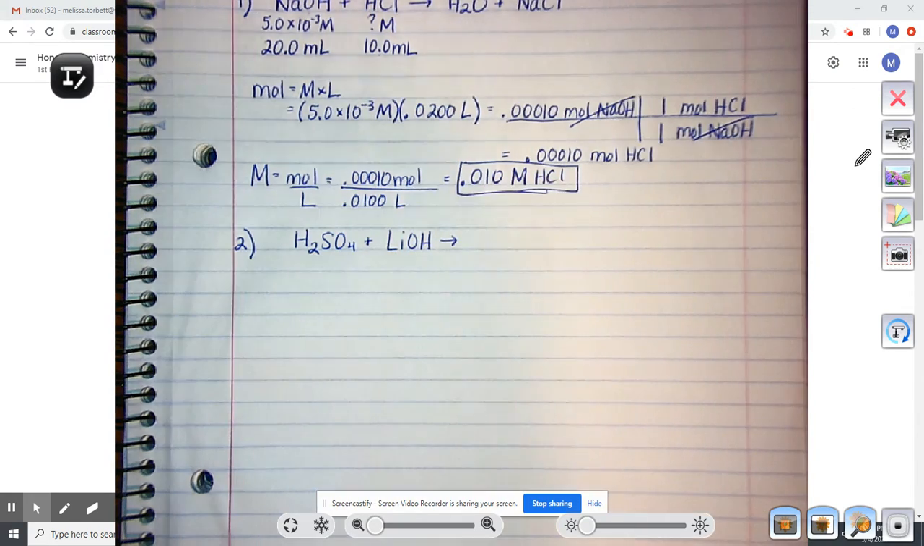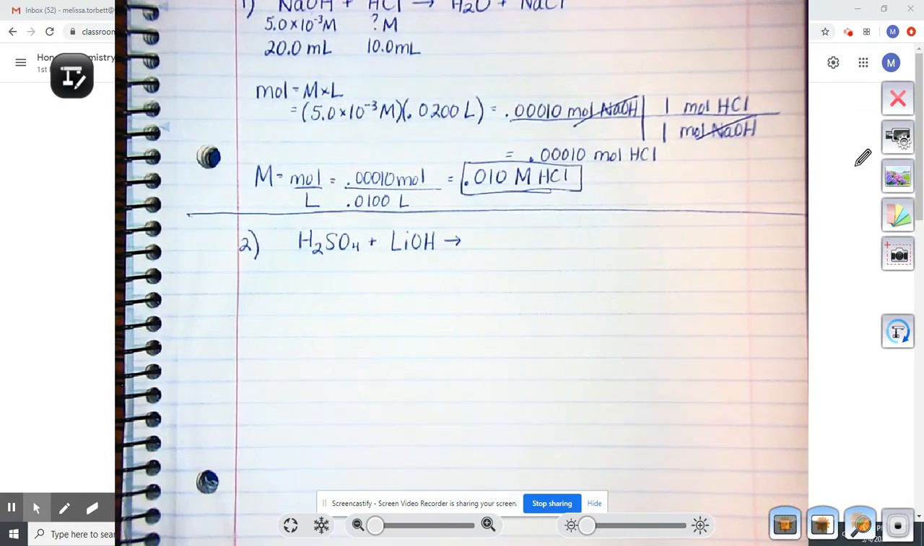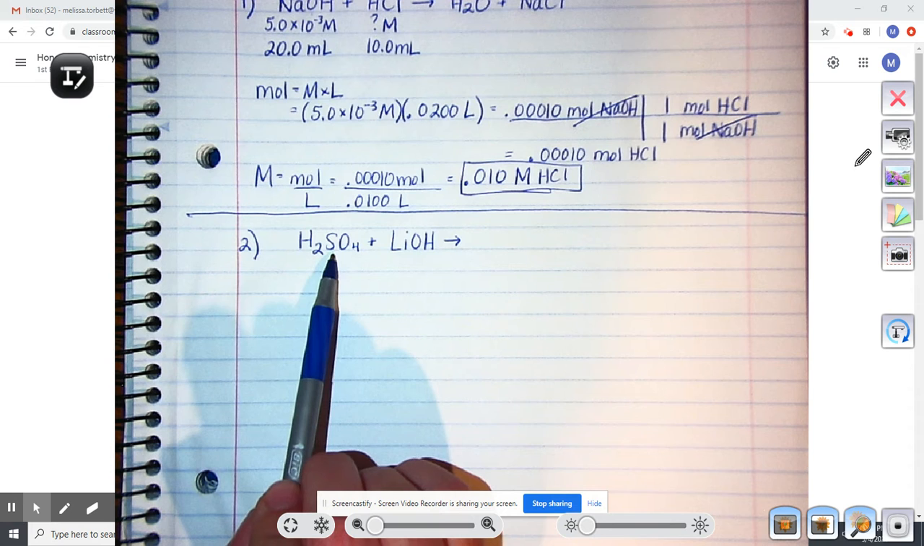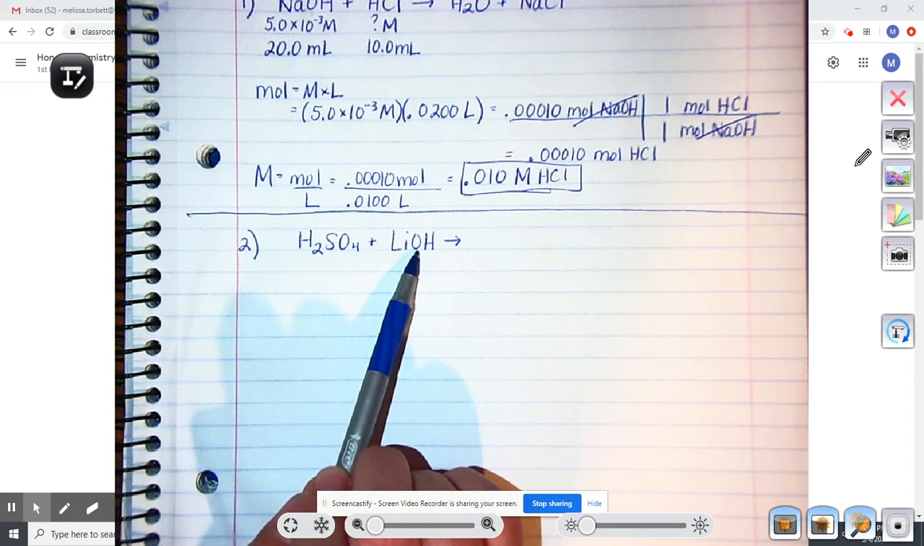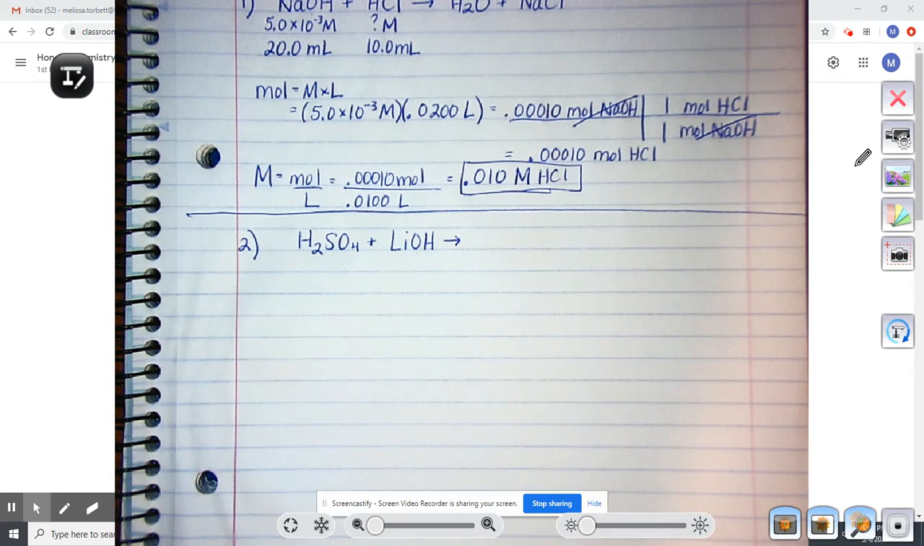So again, you should know, I'm gonna make me a little line here because that's bothering me. I want to know that that's done, and I don't need any of that stuff. All right, so here's sulfuric acid. Acid, we know it's an acid. Here's lithium hydroxide. Again, we should know that's a base because it's got hydroxide in it. All right, step one, write and balance the equation and label.